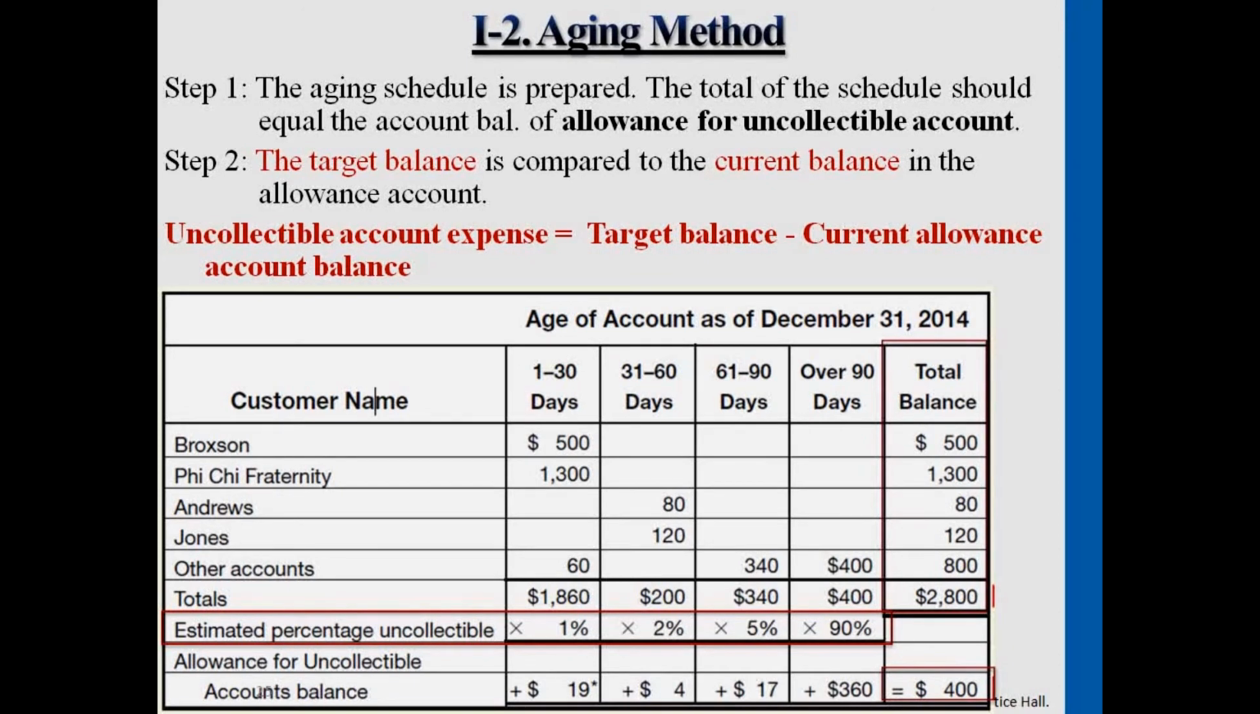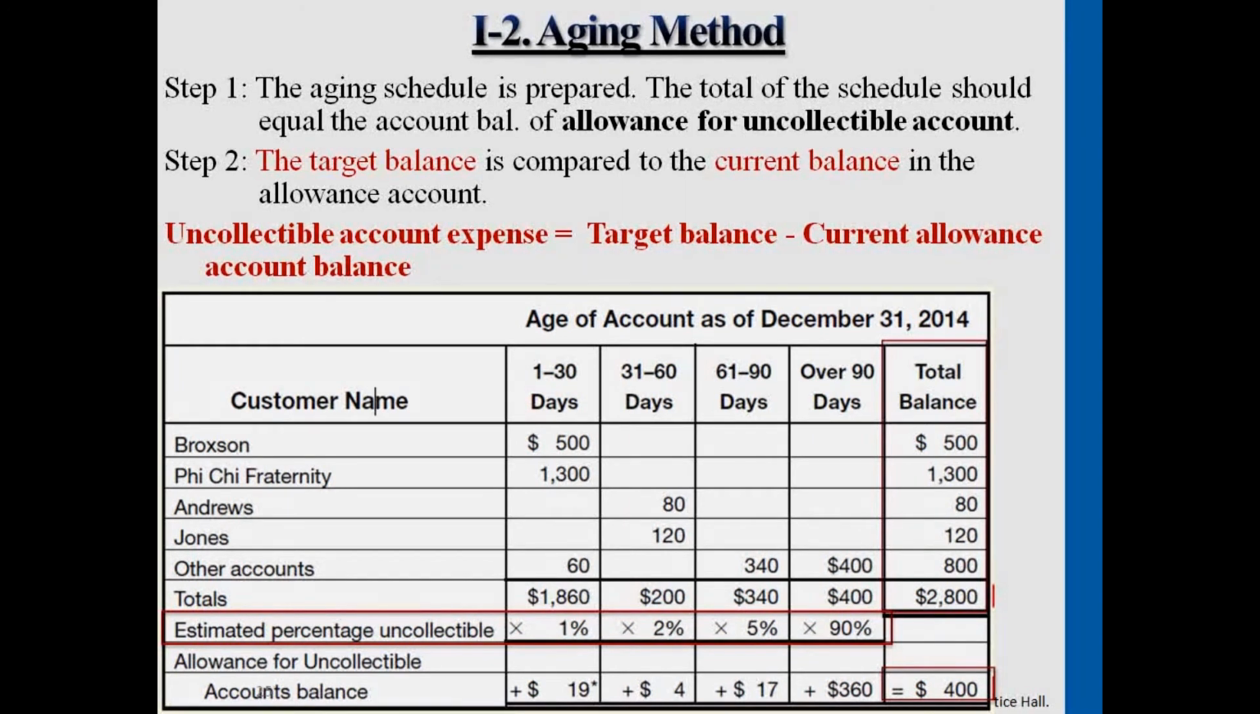So this is the target balance of the allowance for uncollectible accounts. But remember earlier, we already used percent of sales to estimate part of the uncollectibles. So what we're trying to do at the end, based on this aging method, is to match this $400 against what we have in our account right now. And if there are differences, we adjust this dollar amount.